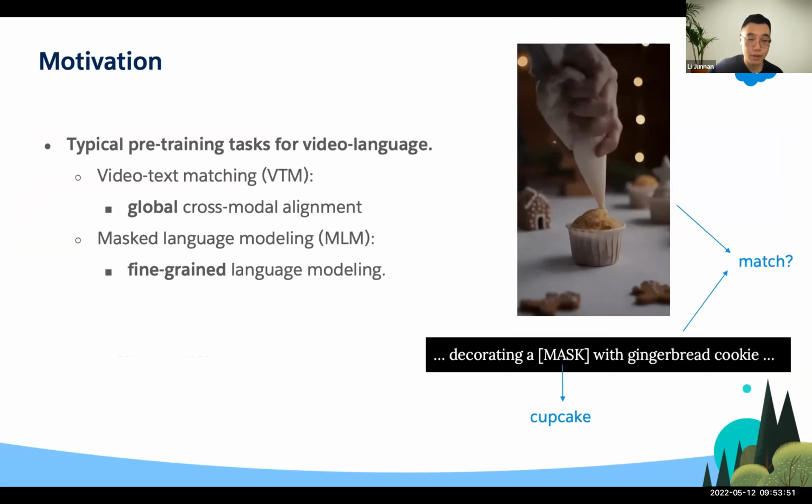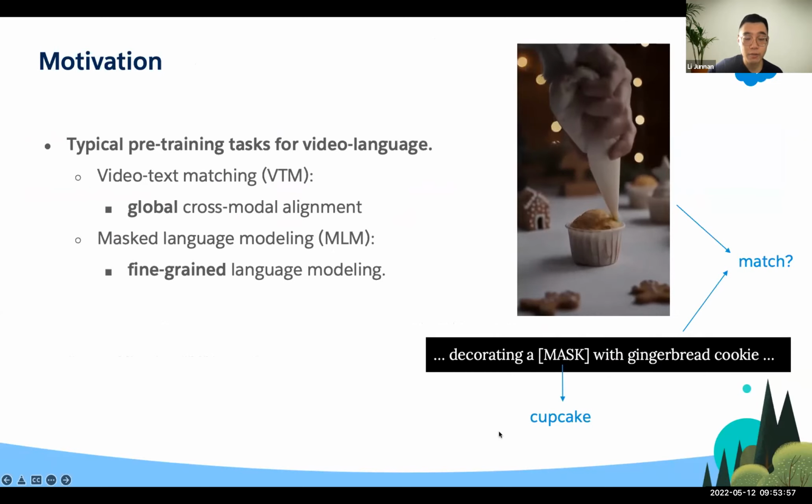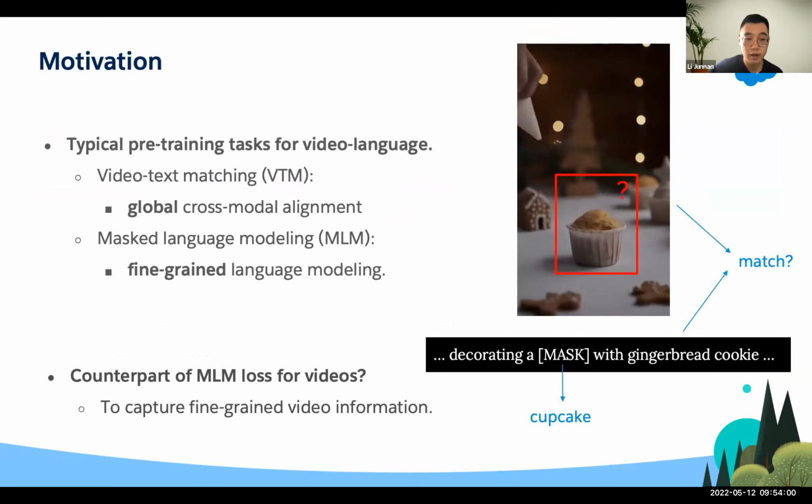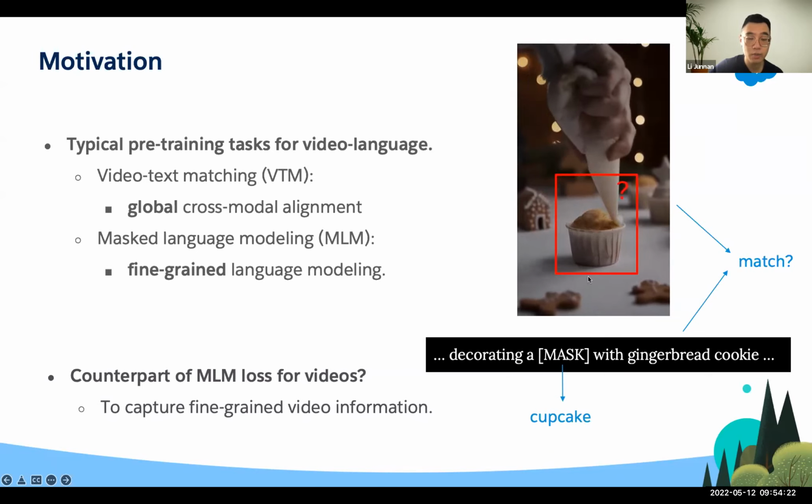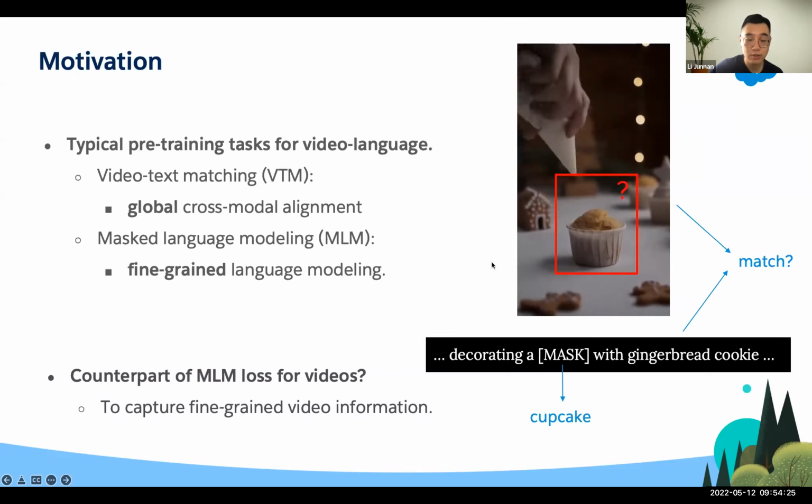So again, there are certain limitations. In particular, we don't have a counterpart for the masked language modeling loss on the visual information. So let's say we mask out a certain region from the video. Can we let the model predict what this region is? And if we can do so, then there's a lot of useful supervision signal we can obtain. But the question is, given that we don't have any annotation, how do we obtain the label or the pseudo label for specific regions in the video?